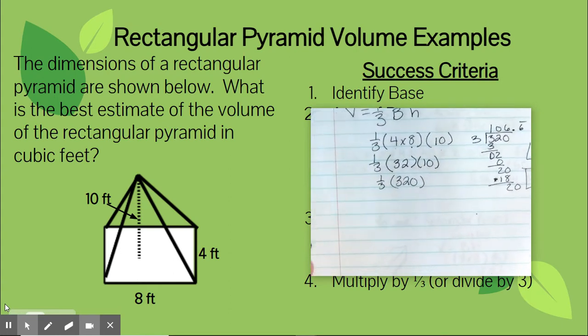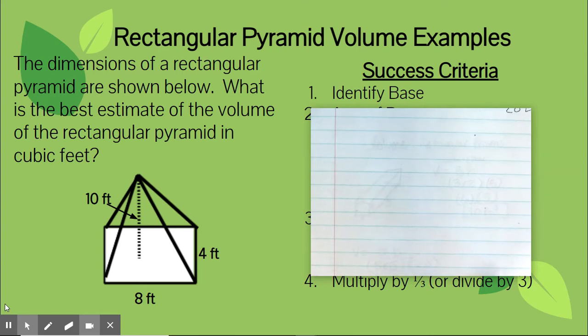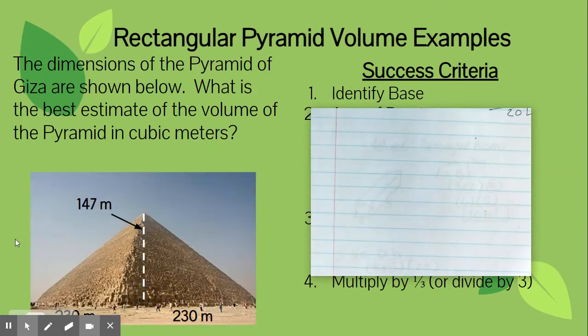Okay, so let's do another one. We want to identify the base. The dimensions of the Pyramid of Giza are shown below. So these are the actual dimensions. I may have rounded a little bit, but these are the actual dimensions of the Pyramid of Giza. What is the best estimate of the volume of the pyramid in cubic meters?